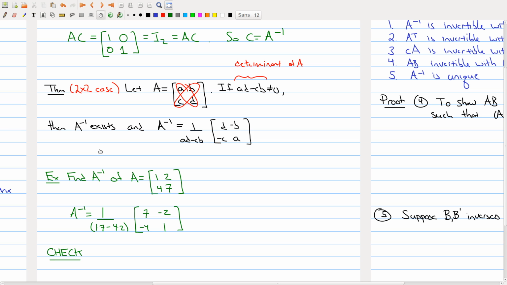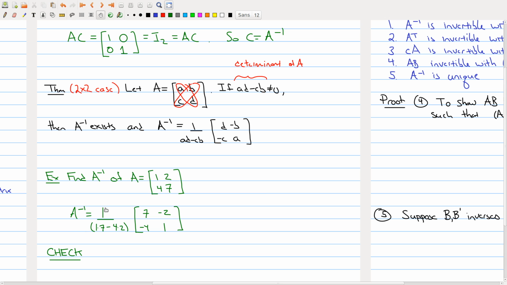Hi, and welcome back. Where we left off, I gave you a matrix A, [1, 2; 4, 7], and I asked you to find the inverse of the matrix. Now this question is really just, can you apply the formula in the theorem? So I'm just applying the formula.